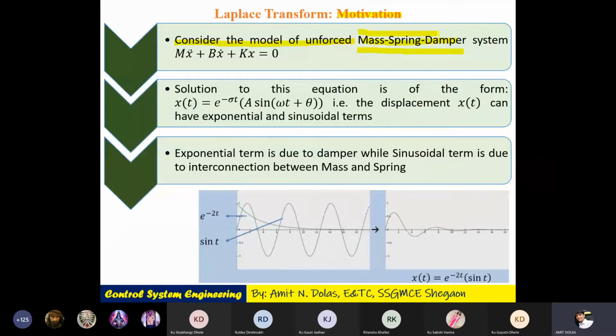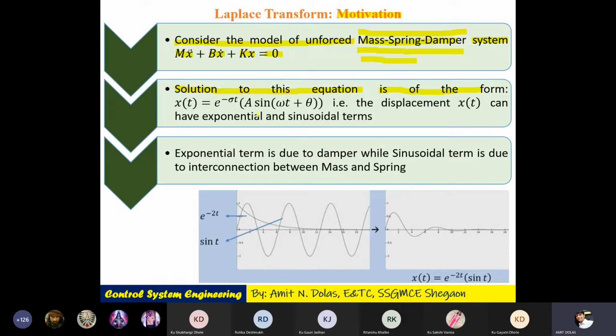A mass spring damper is a mechanical system. The system has a certain equation, that is m x double dot, double derivative of course, plus b x dot plus k x equal to 0. This is the characteristic equation of one of the mechanical systems where we have mass, spring and damper. The damper is a kind of friction or opposition to the force, and mass and spring generally provide the oscillation.